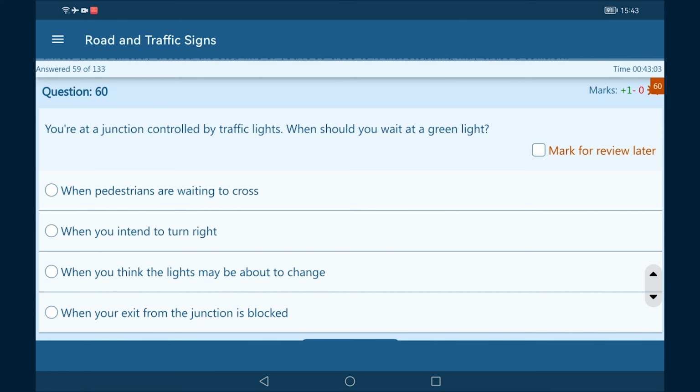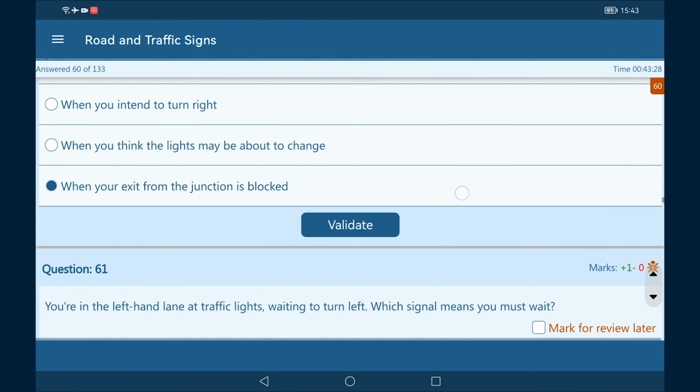Option 1. When pedestrians are waiting to cross. Option 2. When you intend to turn right. Option 3. When you think the lights may be about to change. Option 4. When your exit from the junction is blocked. The correct answer is Option 4, that is, when your exit from the junction is blocked.